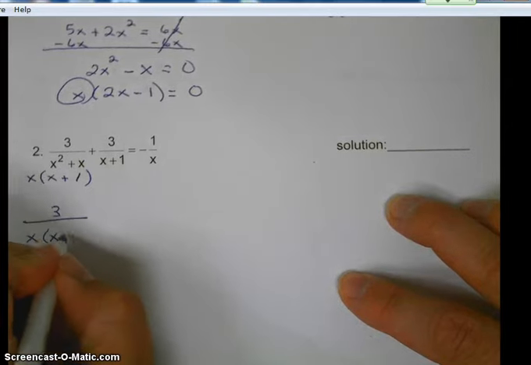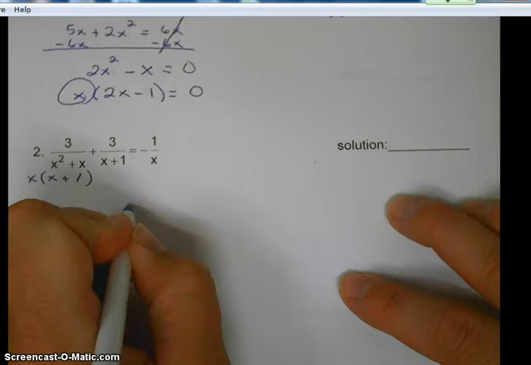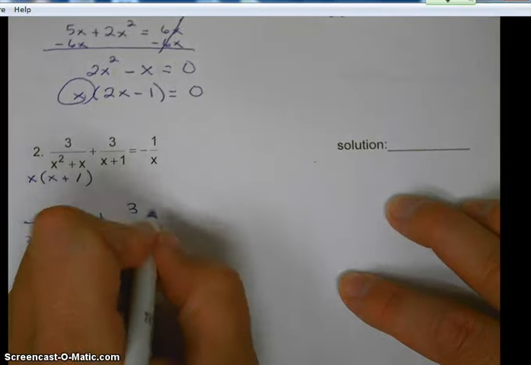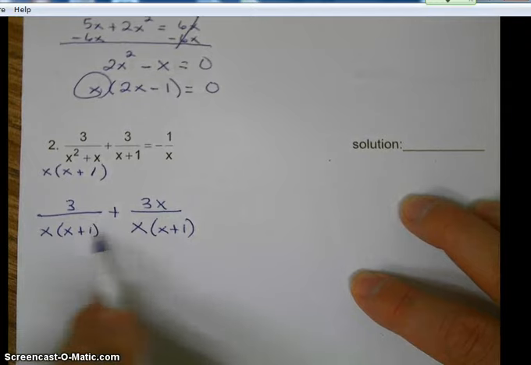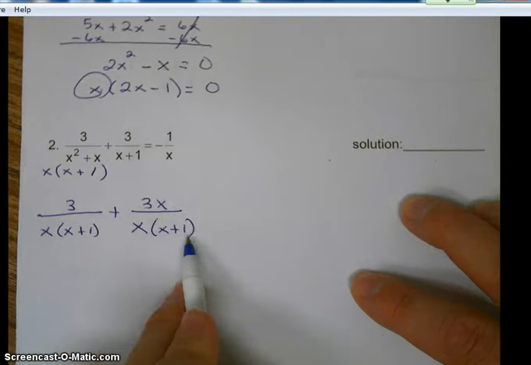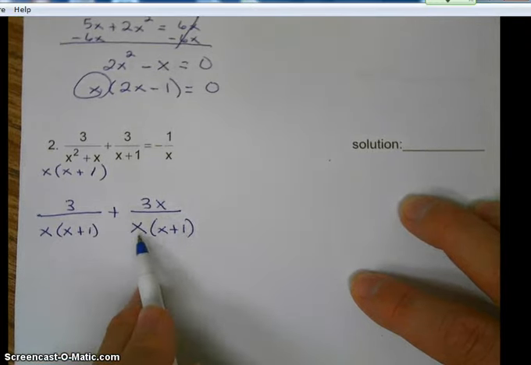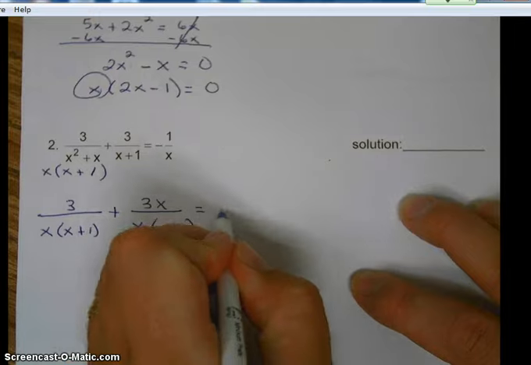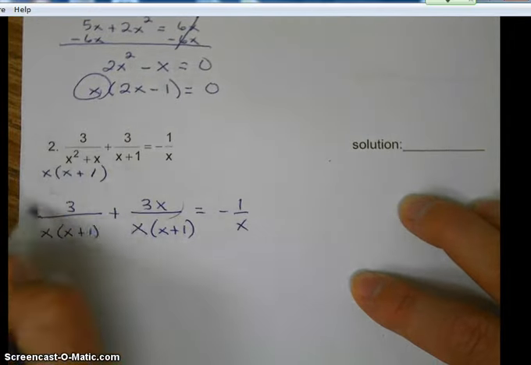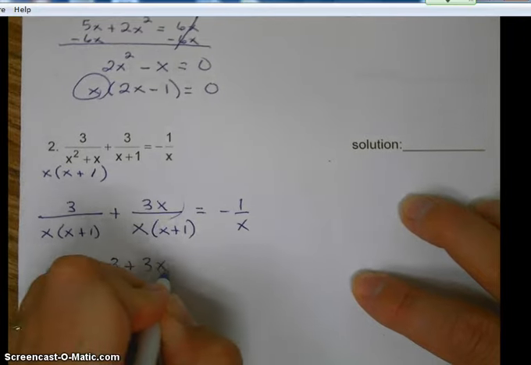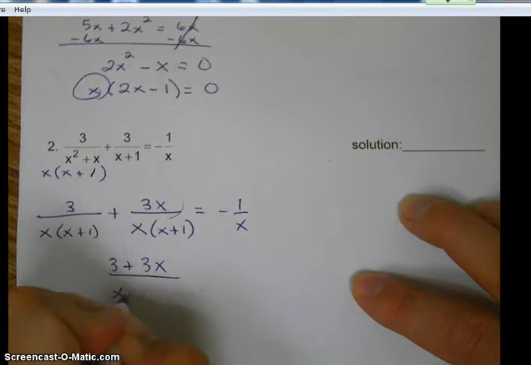this fraction has an x and an x plus 1, but this one doesn't have an x, so we need to include it on the top and on the bottom. Do you guys see that? An x and an x plus 1. Now this one also has an x and an x plus 1. But remember, if I include it in the denominator, I need to include it in the numerator as well. Now that I have common denominators, we add the numerators. The denominator stays the same.